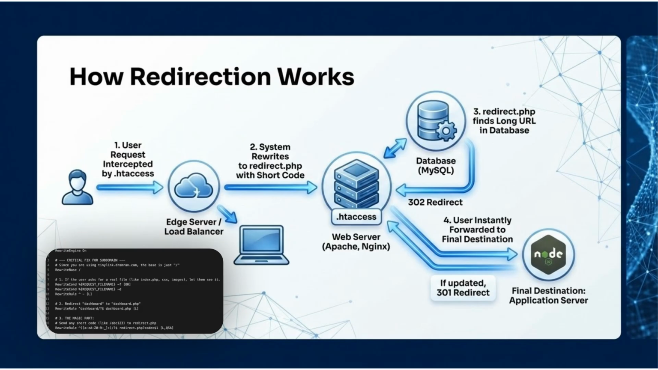Instead, our .htaccess file intercepts this request. It uses a rewrite rule to silently transform that URL into redirect.php?code=ABC behind the scenes. This passes control to our PHP worker script. The script takes that code, queries the MySQL database to find the matching long URL, and, crucially, logs the click for our analytics. Finally, it uses a PHP header function to instantly forward the user to their final destination. To the user, this happens in milliseconds.